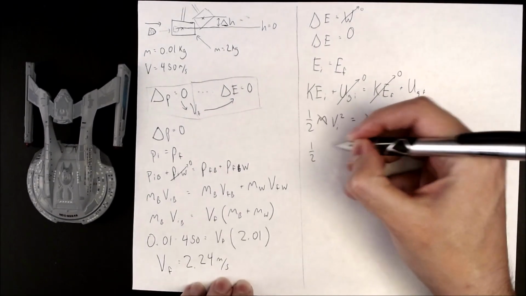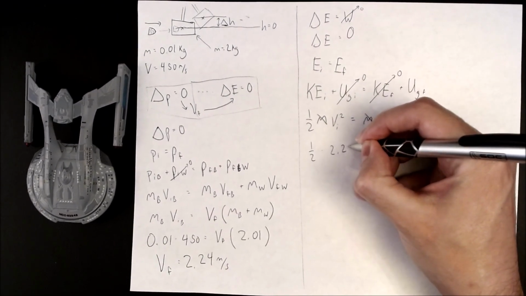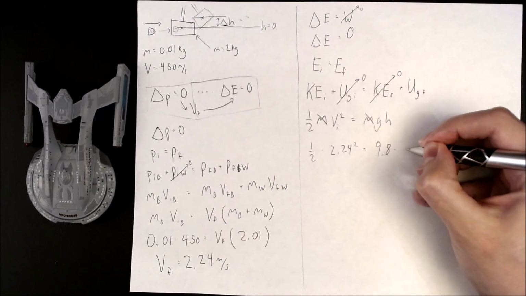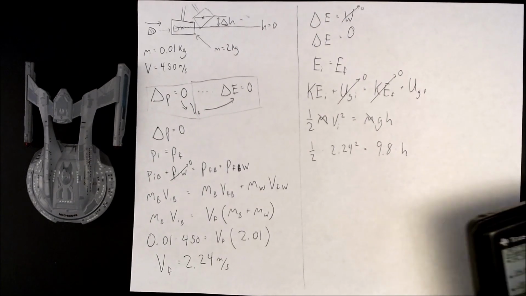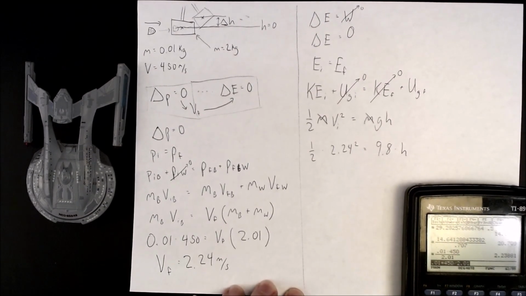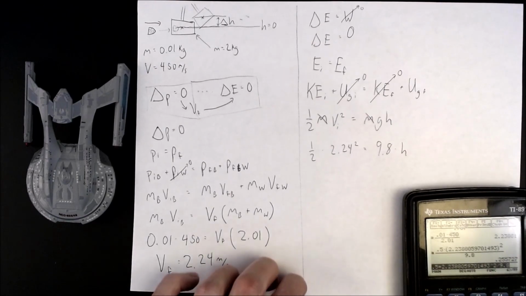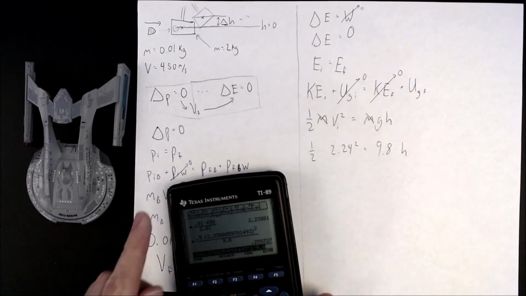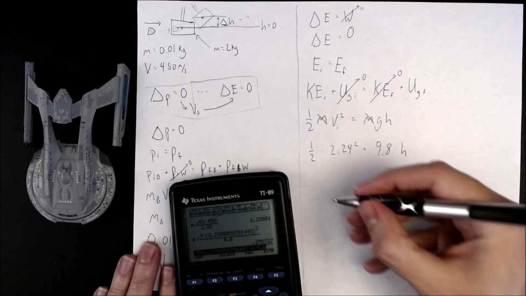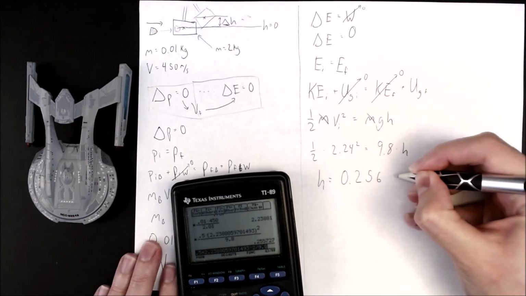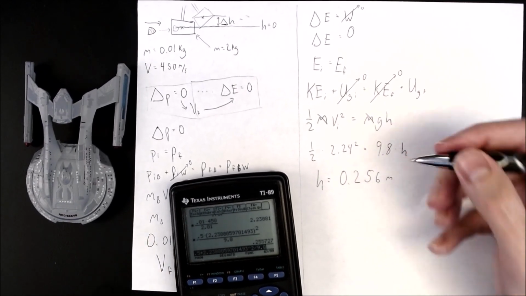Now we can say 1/2 times 2.24 squared is equal to 9.8 times our final height, and we can solve for that. 1/2 times 2.24 squared, divided by 9.8, is going to be our final height: 0.256 meters. Height, 0.256 meters.